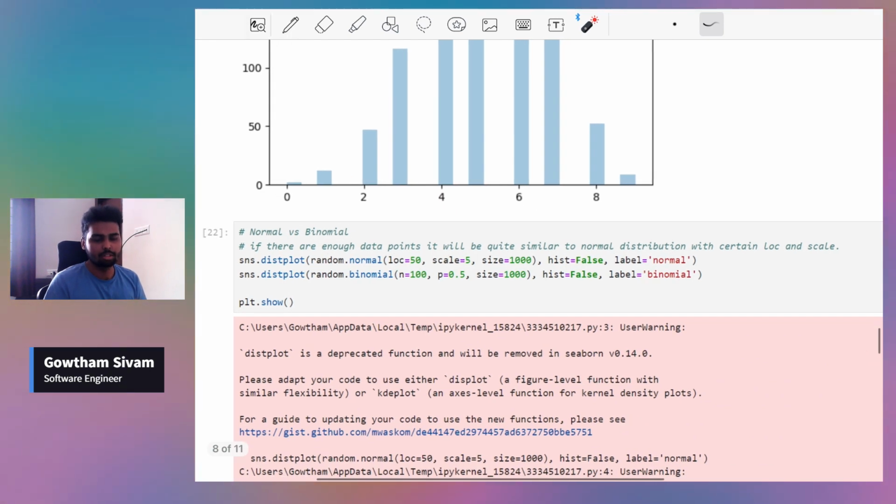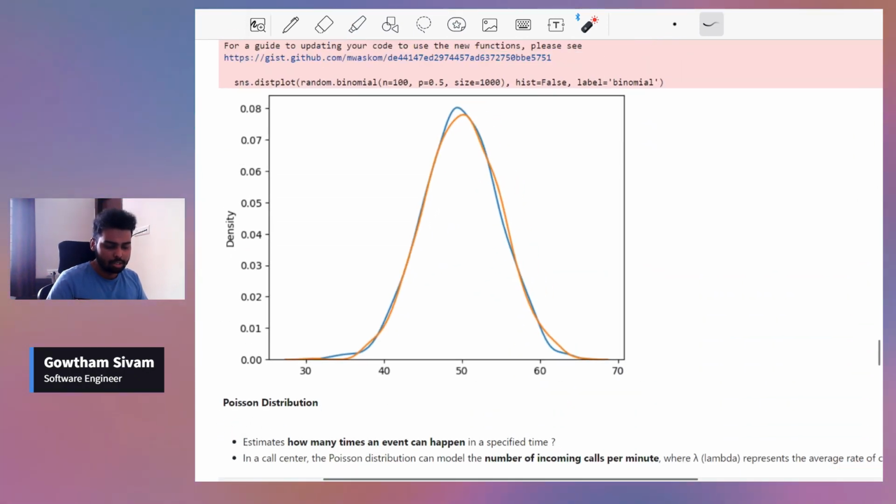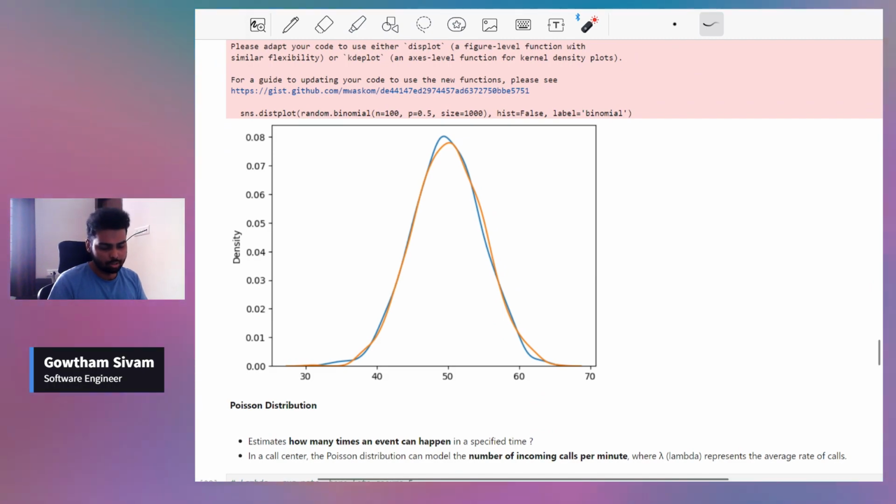Next is what is the difference between normal and binomial distribution. If there are enough data points, it will be quite similar to a normal distribution with certain loc and scale. What is loc and scale? With a specific mean and a specific scale, and if we have a good number of data points, it will be more or less similar. That was what they are telling here.